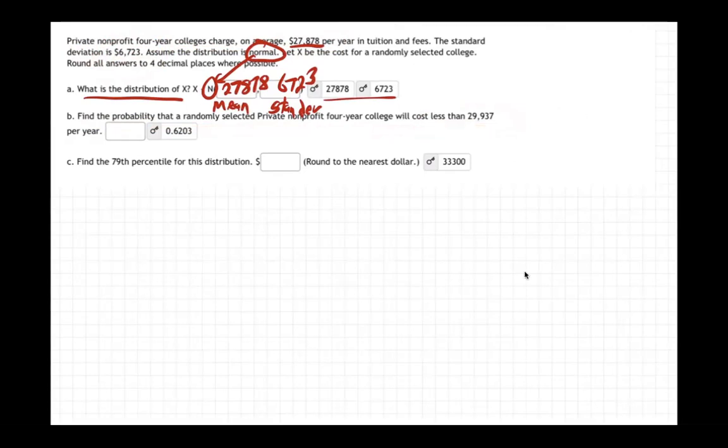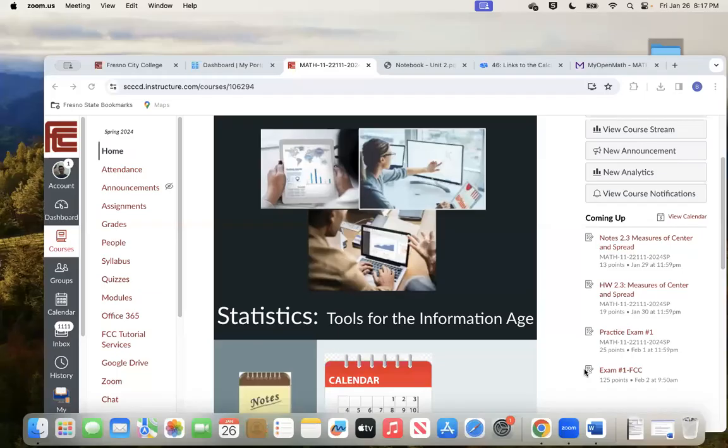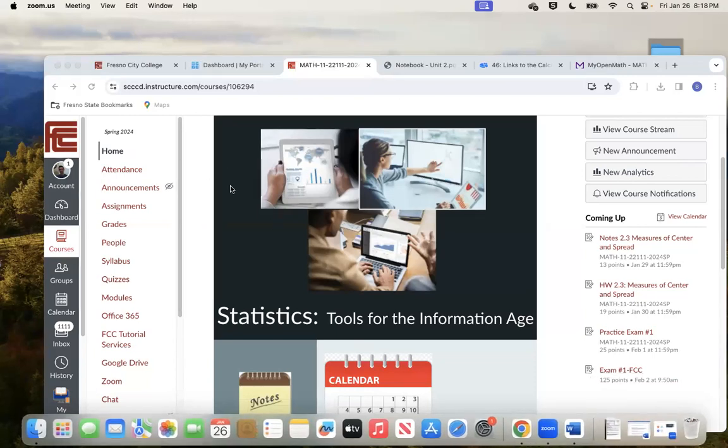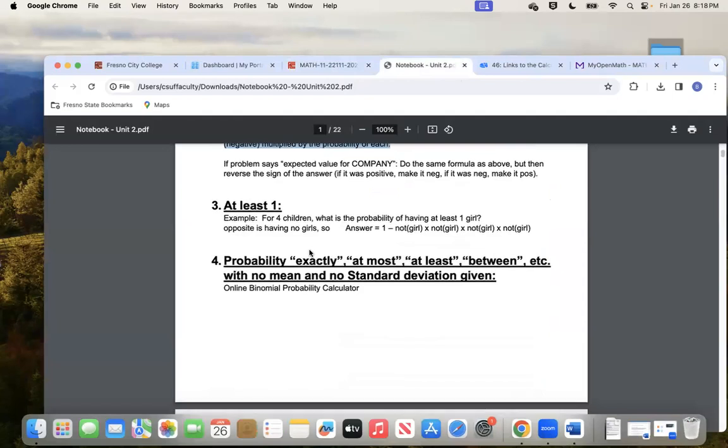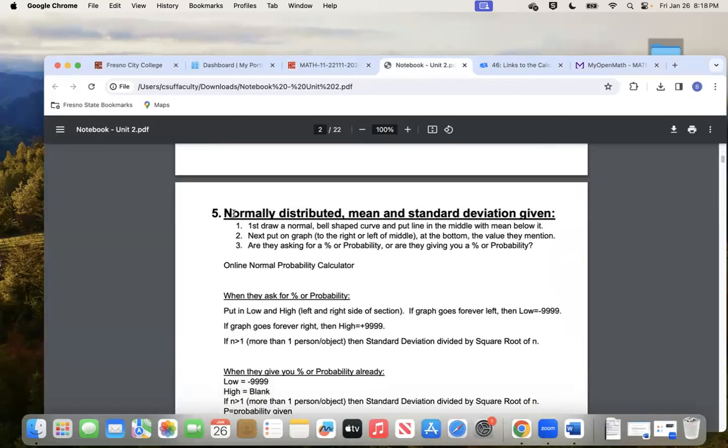Well, let me show you the notes. So I'm going to go to our course here. Okay, I'm sharing the home screen. Right here, click on notes, and I've already got them open. The Unit 2 notes. If you come down, what section are we on? We're on this section because it says normally distributed. Remember, it said the distribution is normal. Mean and standard deviation given. So that's us.